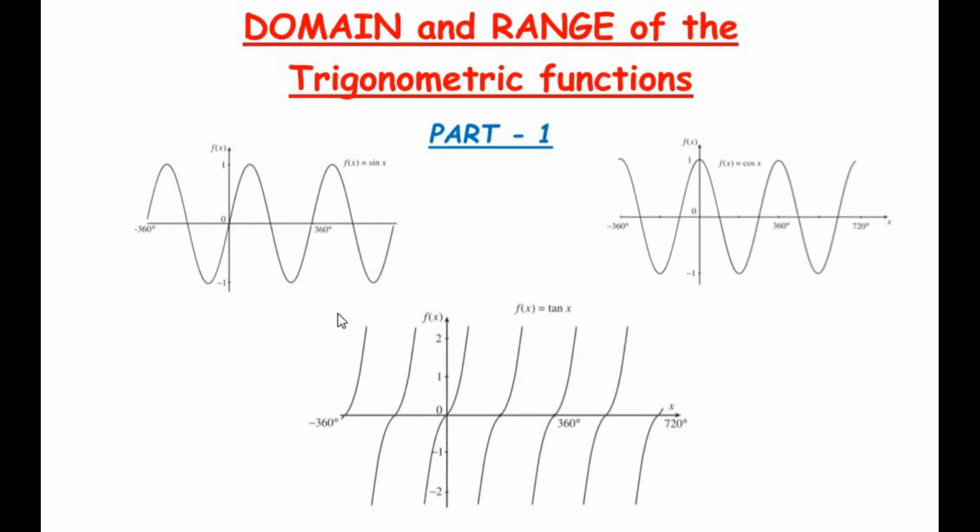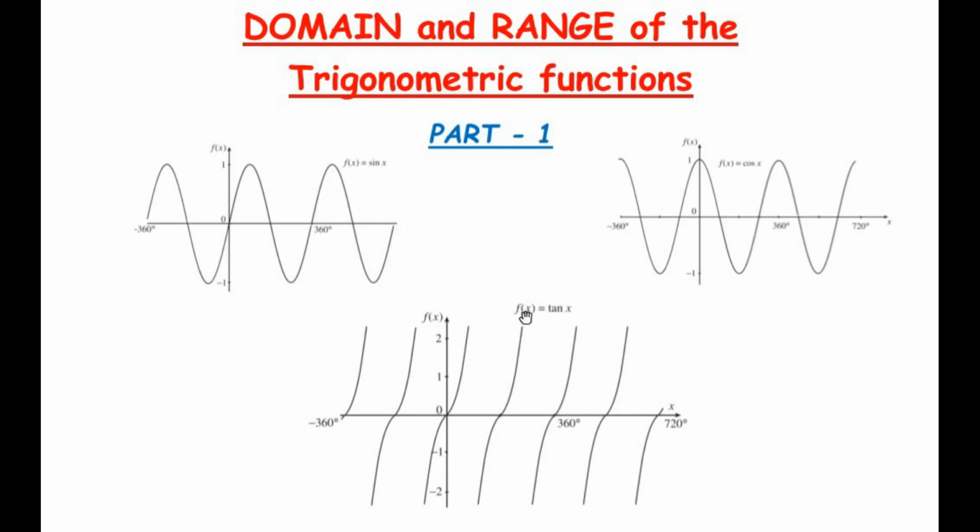In this video we are going to solve some examples to find the domain and range of the trigonometric functions. We are going to cover three main trigonometric functions, that is sine, cosine and tangent. So here we are going to solve three examples, one on sine, one on cosine and one on tangent. But before we start solving those examples, let us understand what the domains and ranges of these three functions are.